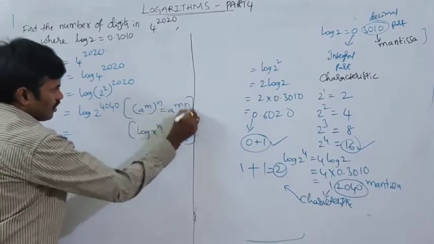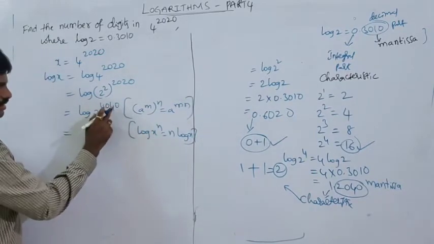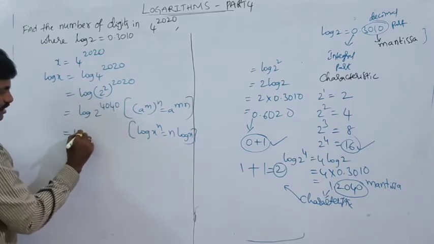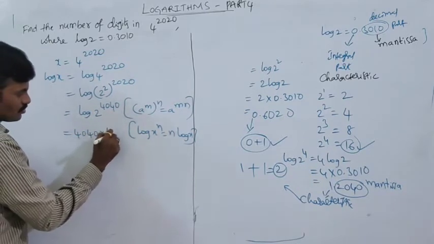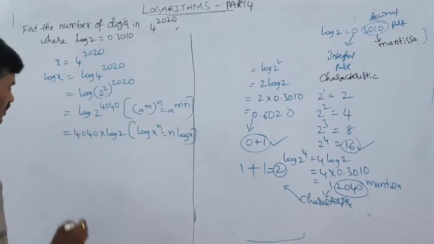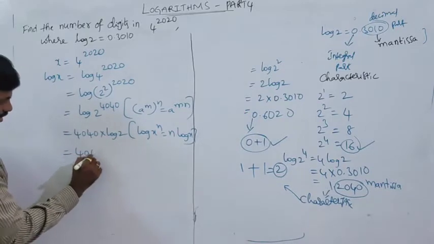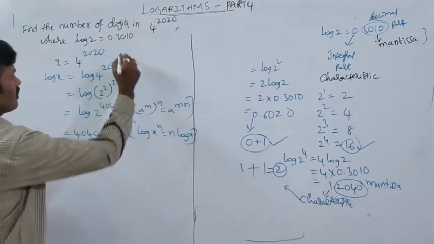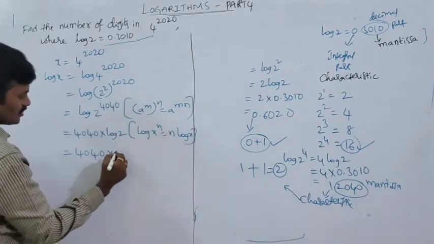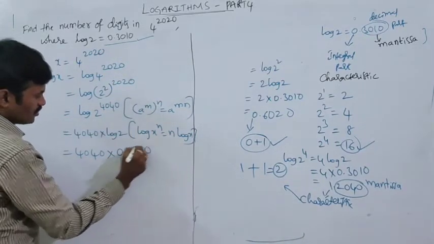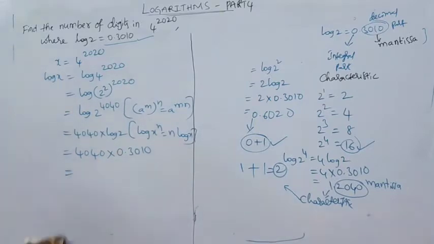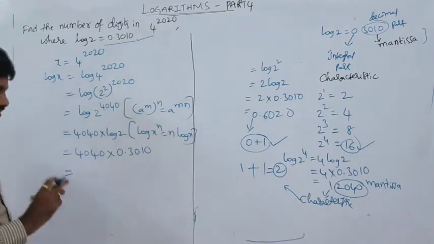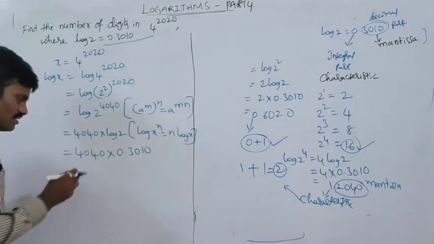So how to write log 2 to the power of 40? 40 into log 2. Am I correct or not? Yes. But they have given the log 2 value. How much is given according to the question? Log 2 is 0.3010. Now multiply these two. Then we get some answer. So what is the answer?